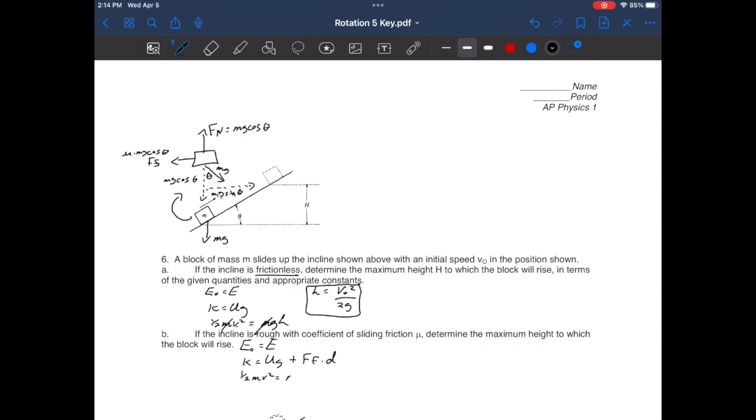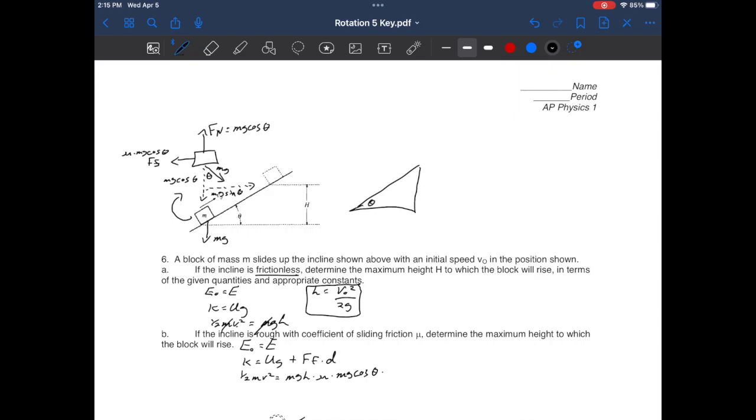1/2 mv squared is equal to mgh plus coefficient times mg cosine theta, and then we've got that times d, that times the distance that it's going to move along. D is not a variable that they gave us in the problem. It's not a universal constant. What did they give us? They gave us h for height, and they gave us theta for the angle. So we need to use the things they gave us.